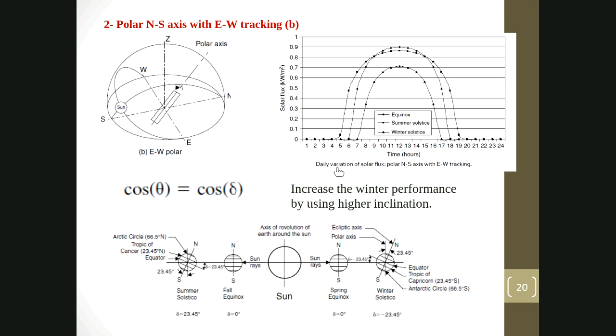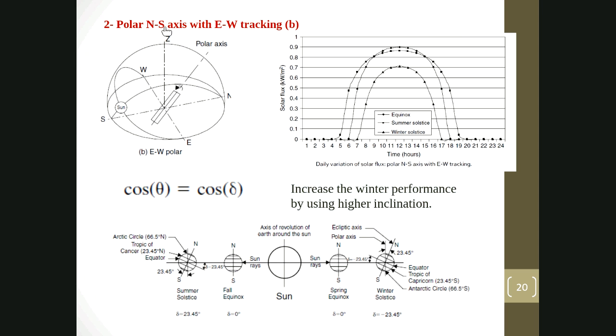So if I look at the performance of the system, when it is at the polar north axis, tracking from east to west for the polar axis, we find the maximum solar radiation obtained at equinox. It's not at the summer. If you remember, we said perpendicular to the equator at the fall and the spring. So the maximum output will be at the equinox. Then we have the summer, this is the second one as you've seen, and here the third one is the winter.